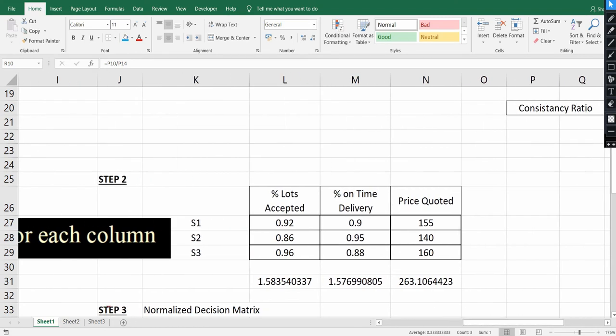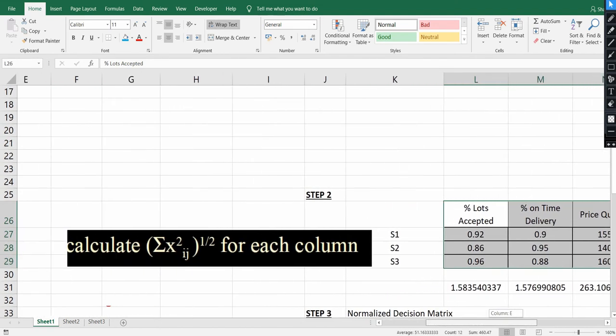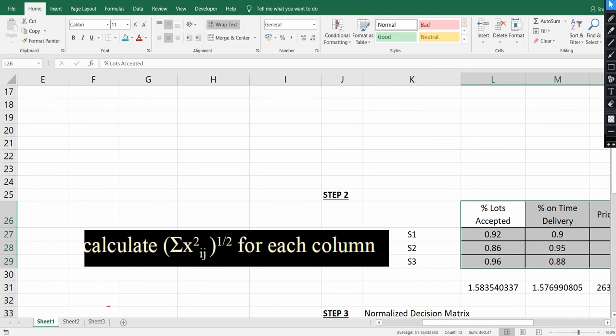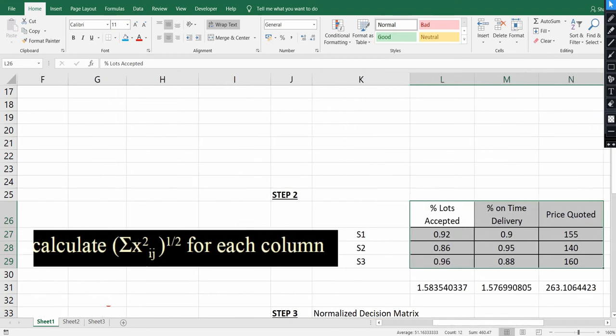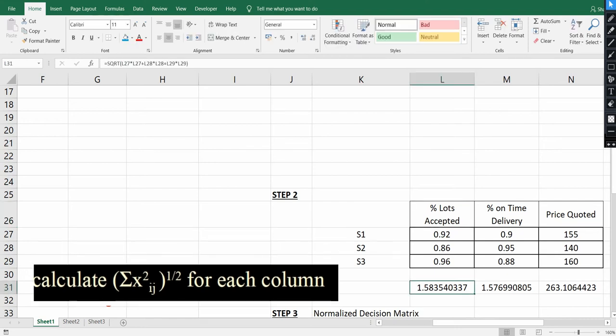The first step is, this is the given data to you. Okay. Now first step is to calculate under root of summation x square ij for each column, right? That is each criteria wise. If the criteria are given row wise, then you have to do it for row wise. In this case, it is given column wise, and you have to calculate these values for columns.